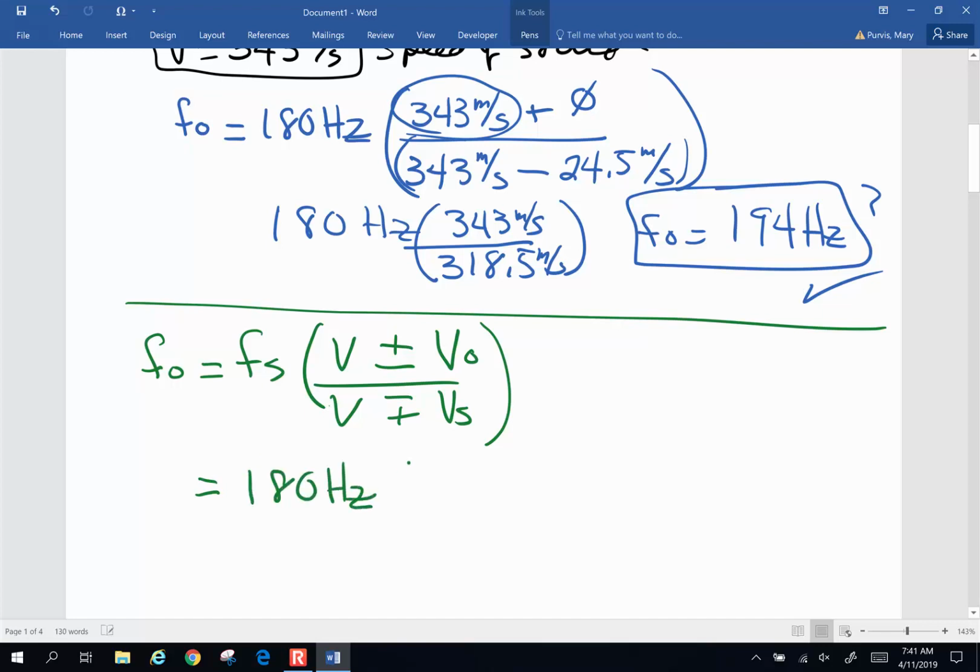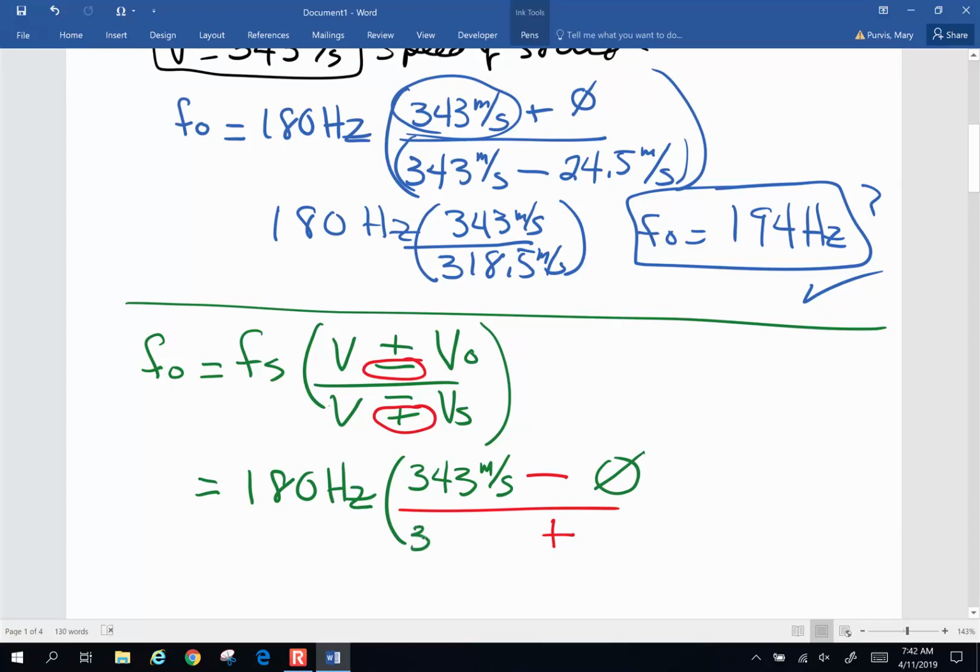Okay, the frequency of the source is still 180 hertz. That's the car horn. The velocity of sound in air is still 343 meters per second. But now the car is going away. And because the car is going away, we're going to use the bottom set of symbols. So this is going to be a minus on the top, and it's going to be a plus on the bottom. The velocity of the observer, again, the observer is standing still. Speed of sound in air is 343, and the source is now traveling away from the observer at 24.5 meters per second.